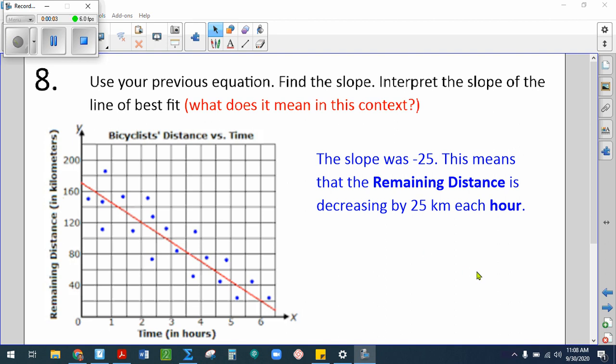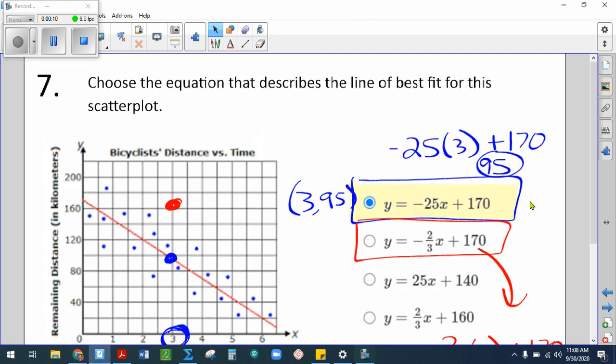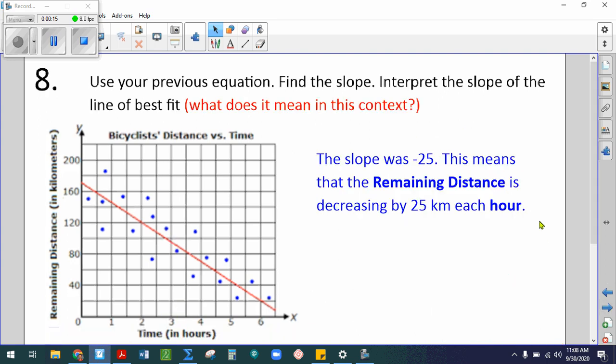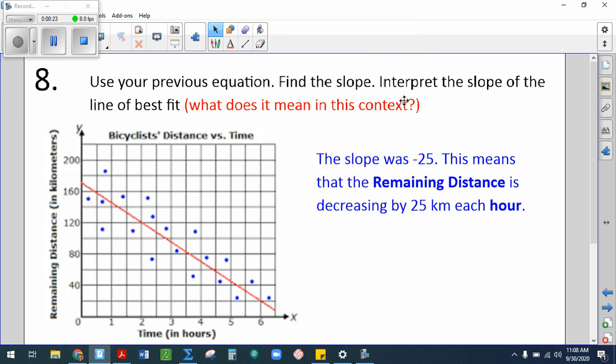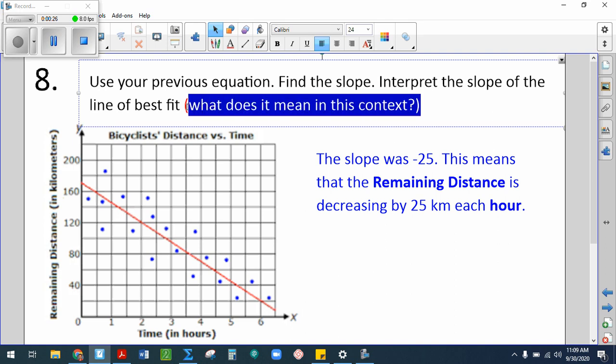Okay, for number 8, it says use the previous equation, find the slope, interpret the slope of the line of best fit. So the previous equation was in this blue box, y equals negative 25x plus 170. So our slope is negative 25. Okay, now what does it mean in this context? Some of you guys did not actually answer this question on the quiz. Like you told me what slope is in general, but the real thing we're trying to do is interpret the slope within the context of the problem.